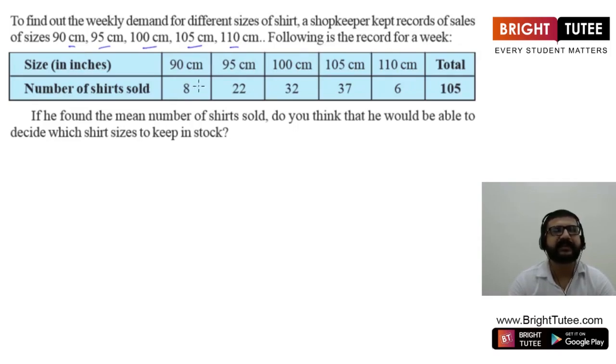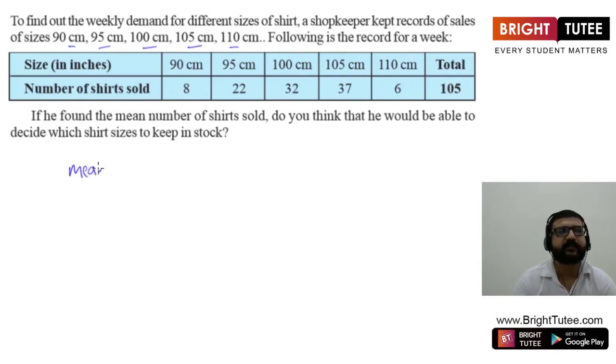Here one table is given which represents different sizes of shirt and the number of shirts sold in a week. Now if he found the mean of the number of shirts sold, do you think that he would be able to decide which shirt size to keep in the stock? So let's try to find the mean of this data first.